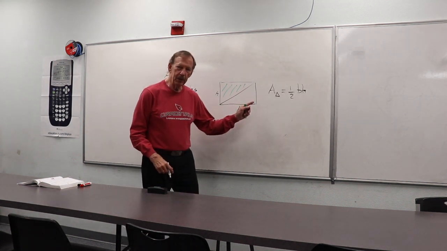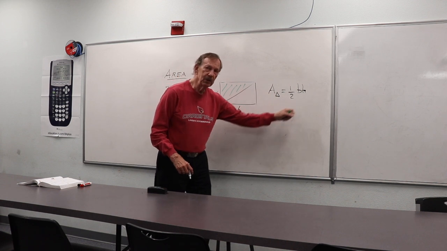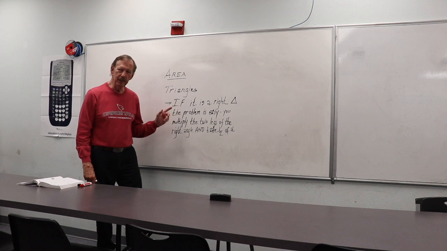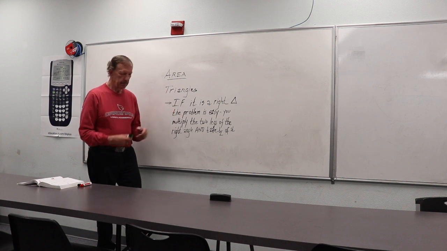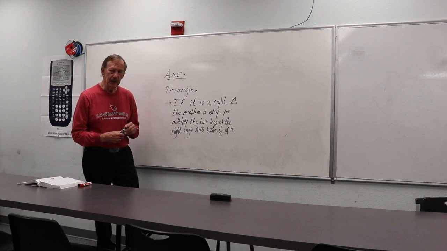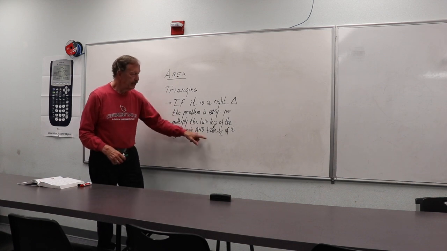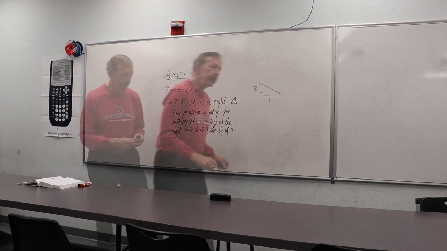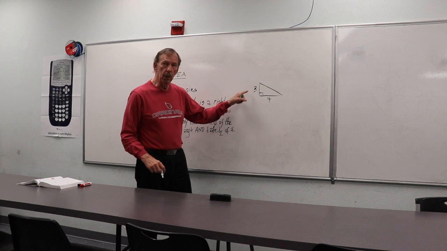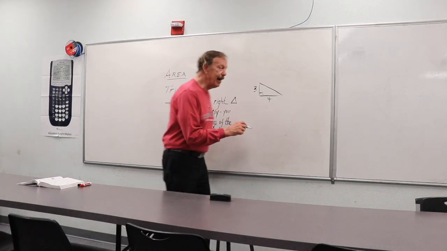The area of a triangle is given to us by 1/2 the base times the height. If the triangle is a right triangle that has a right angle in it, the problem is easy. You'll multiply the two legs of the right angle and take half of that. In this triangle, we have a right angle, so we would multiply the 3 times the 4 and take half of that.